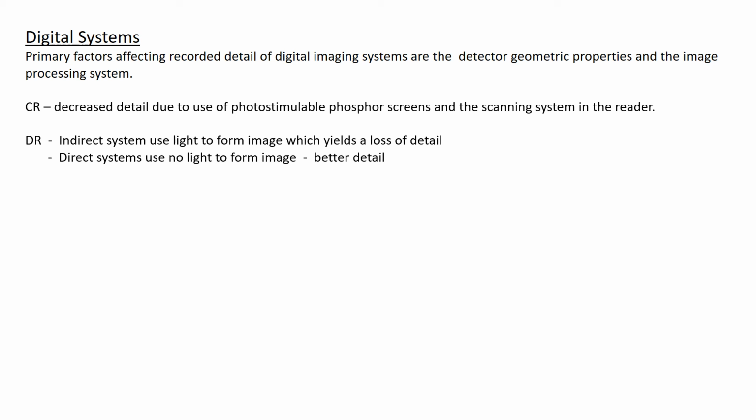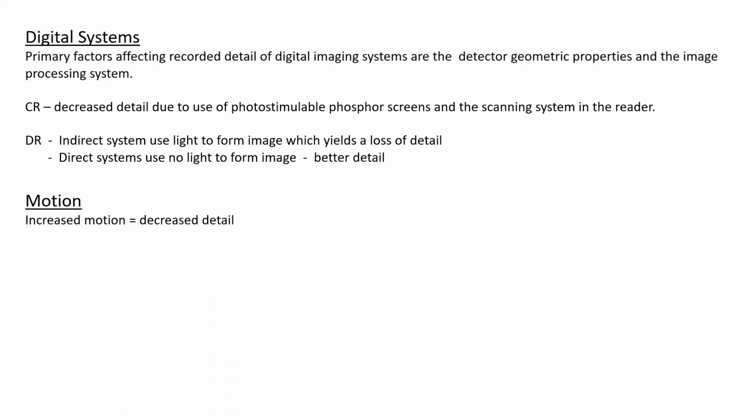They're going to take those X-ray photons and turn them immediately into an electrical signal. With the indirect system, you've got the X-rays being captured. The X-rays are turning into light, and then the light is turning into an electrical signal. Once again, anytime you think of light as far as digital is concerned, you're going to lose detail. These direct systems go from X-rays right into the electrical signal. Better detail.